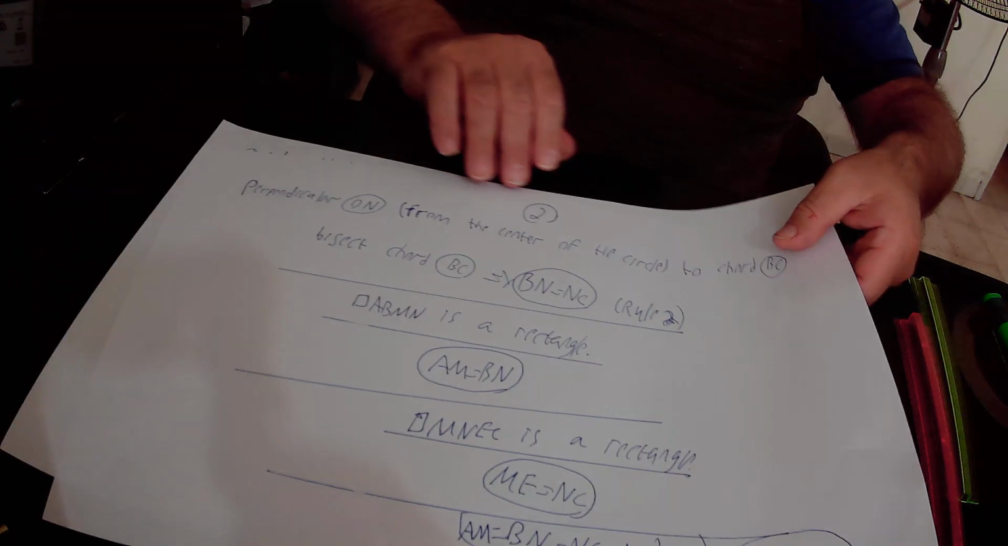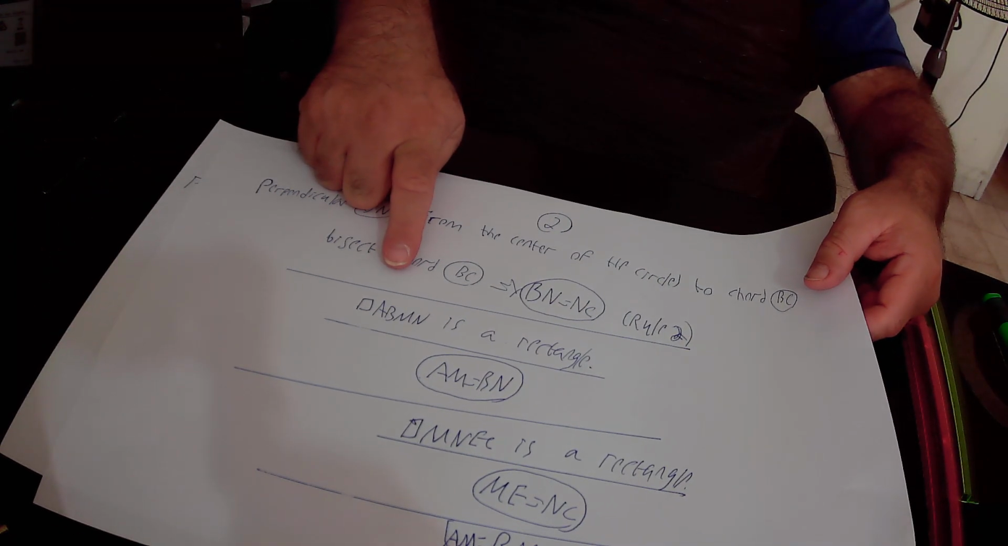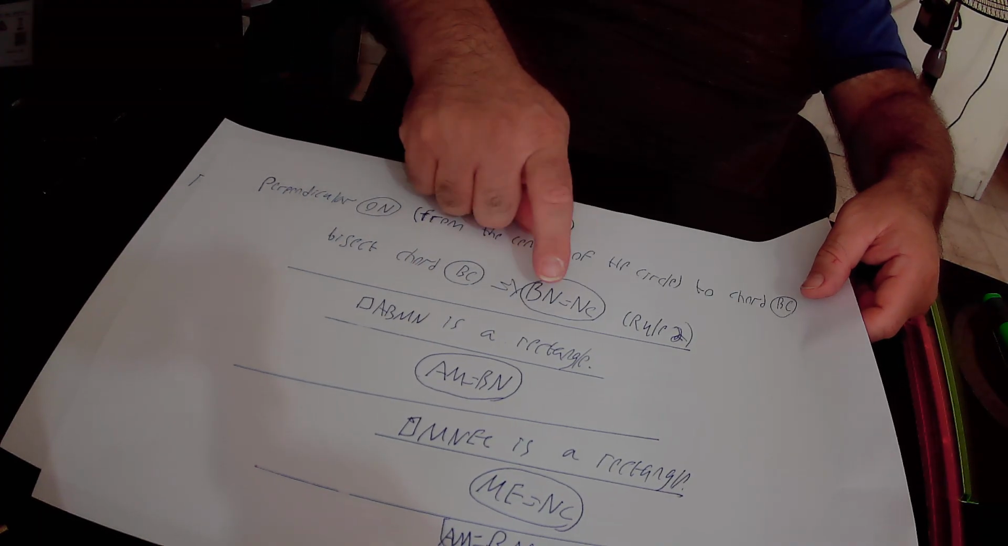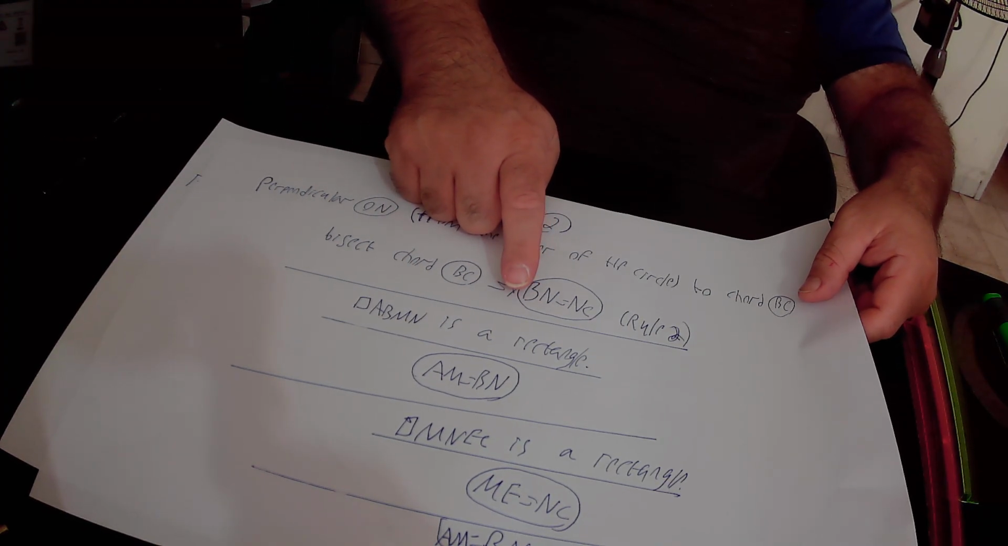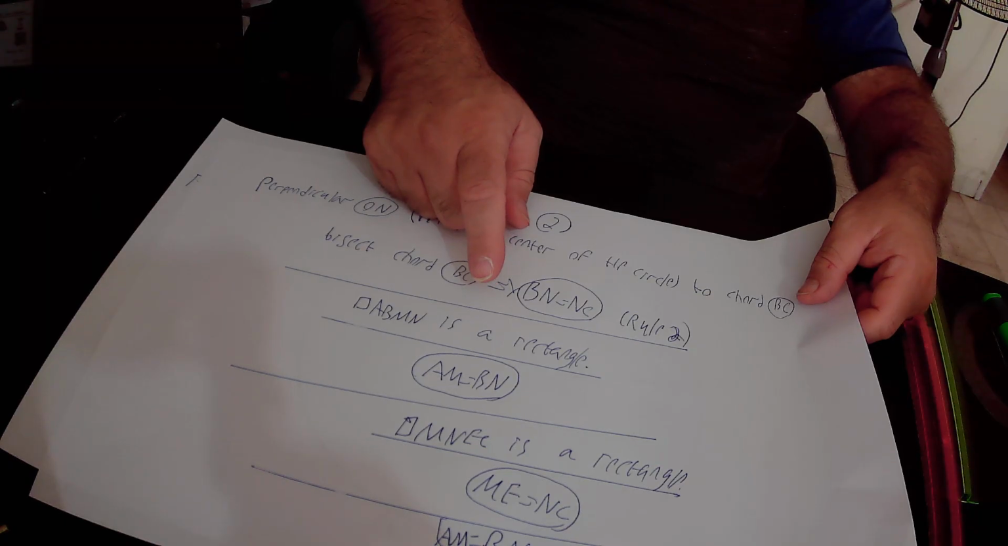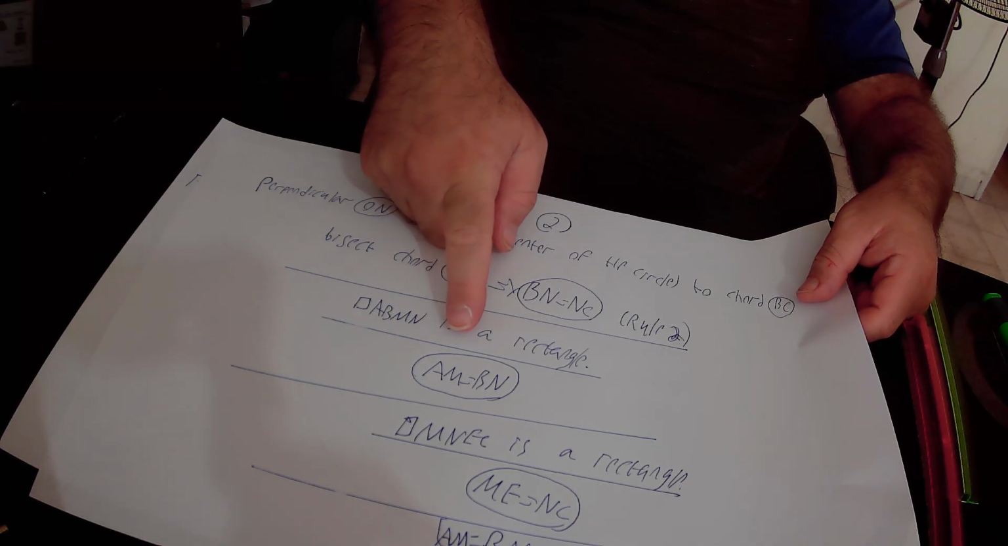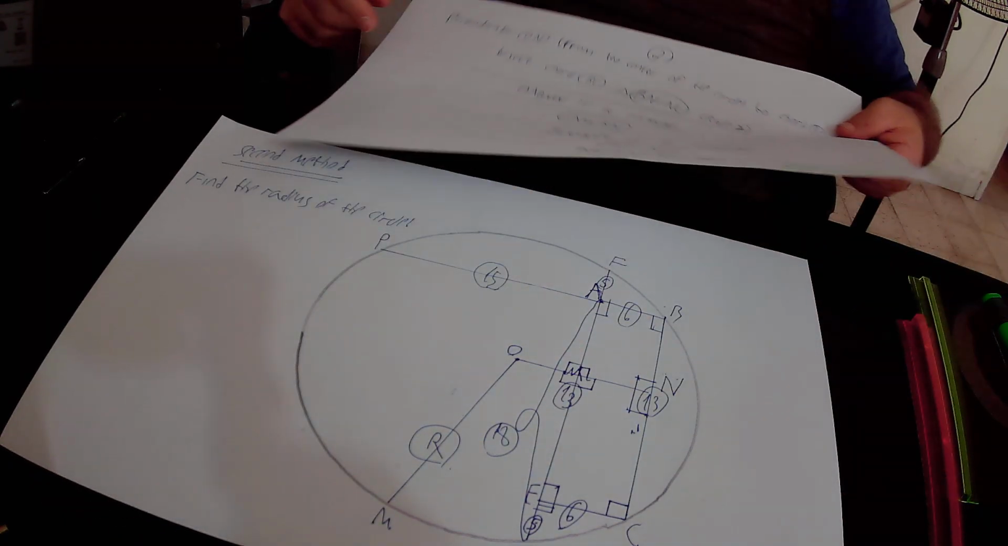Repeat again. ABMN is a rectangle because it has 4 right angles, and we know that the opposite sides of a rectangle are equal to each other. That is to say, AM equals BN.